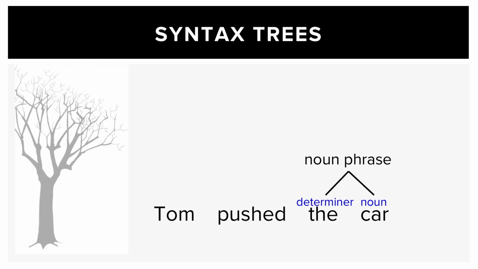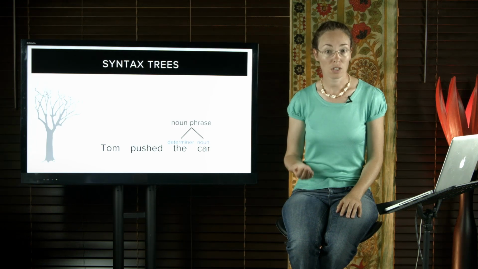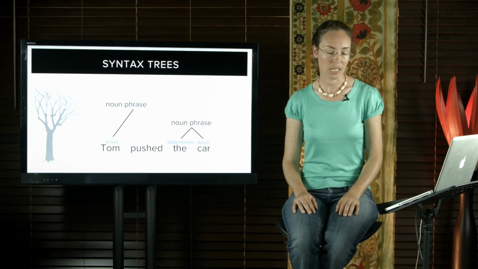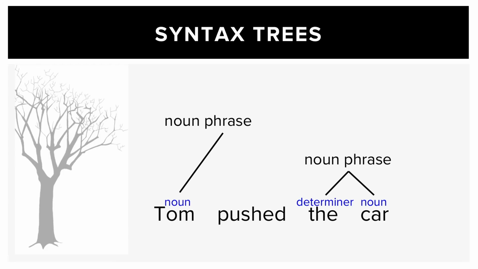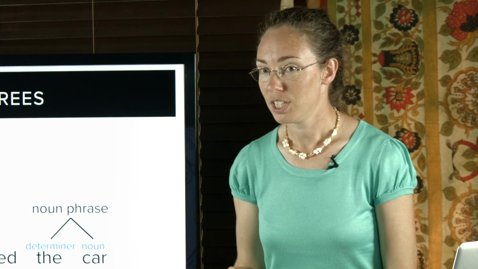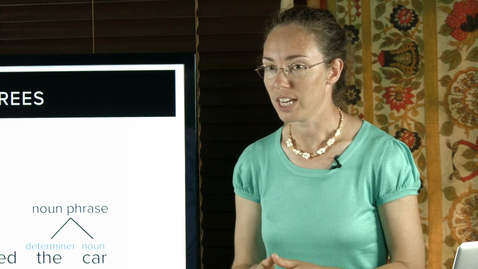Now, if we look at the proper noun Tom, we find it's a little bit different. A proper noun does not need a determiner, so we can go straight to making it another noun phrase. Now, we have drawn noun phrases for both Tom and the car in our sentence, but we aren't quite finished yet. Now we need to talk about verb phrases.